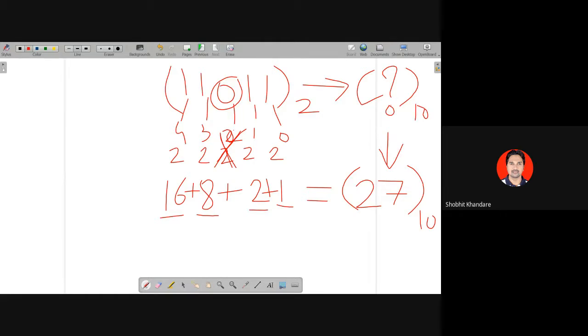27 is the answer. Now I want everyone to pay attention. I am going to write down the weight of each position from LSB to MSB. So you have to remember this. The LSB position of a binary number is 1. After that, the next one will be 2. After that, 4. After that, 8. After that, 16. After that, 32.